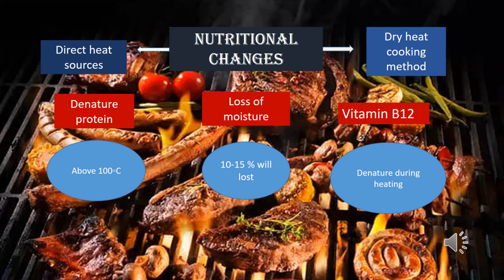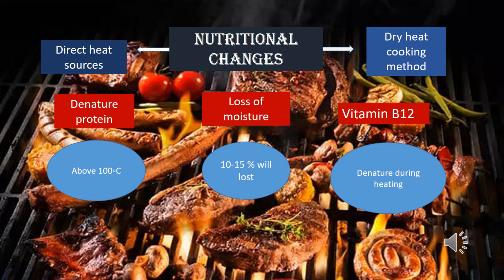Okay, now we move to the nutritional changes. Grilling meat uses a dry heat cooking method, and it also allows consumers to prepare meat quickly by using a dry heat source. The heat source, such as thermal radiation or direct conduction, may differ according to the type of grill.